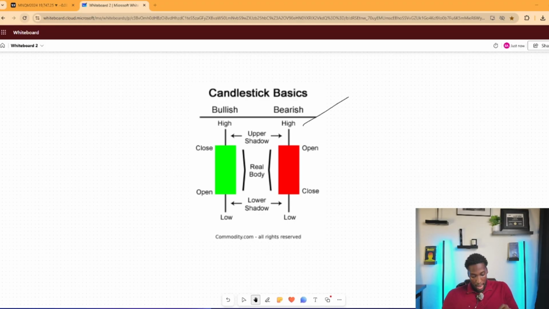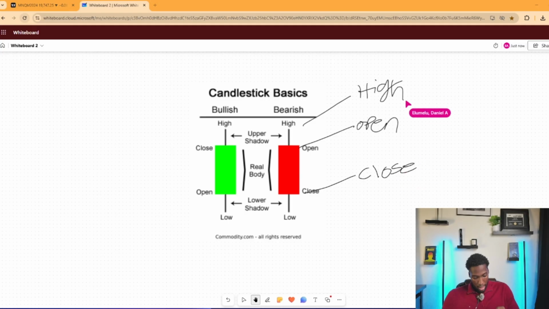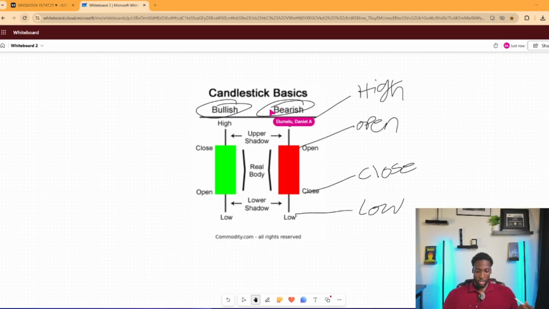So, a candlestick makes up primarily four parts, right? It has a high, an open, a close, and a low, right? And there are two types of candlesticks. There's a bullish one and there's a bearish one, right?